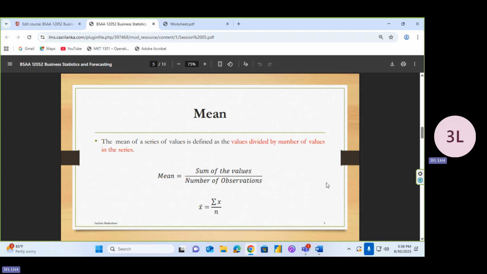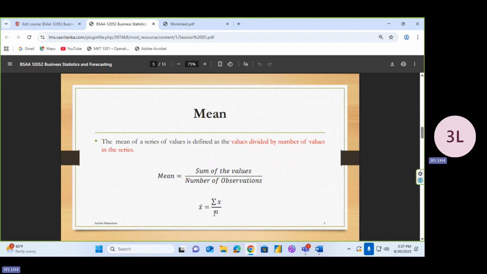Normally we define the variable as x. Then we take the sum of all the x values. Sum we denote by sigma. So we can write sigma x, the total of the x values, divided by n. n means the number of observations. We have a sample, and the size of the sample we denote by simple n. Understood? That is the way we construct this mean formula.